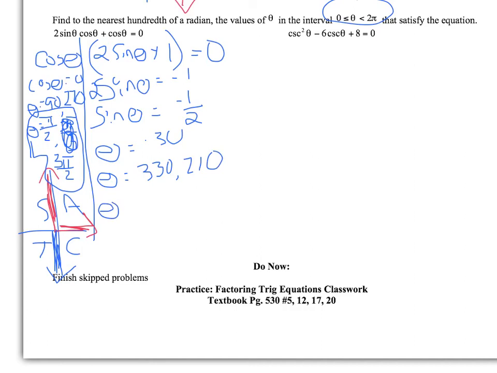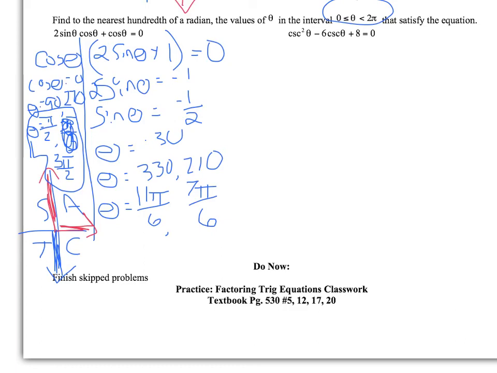If I want radian values, I'm going to take 330, divide by 180, and change it to a fraction. And that will be, hold on one sec, 11 pi over 6. Then I take 210 and divide by 180 and change it to a fraction, and that's 7 pi over 6.